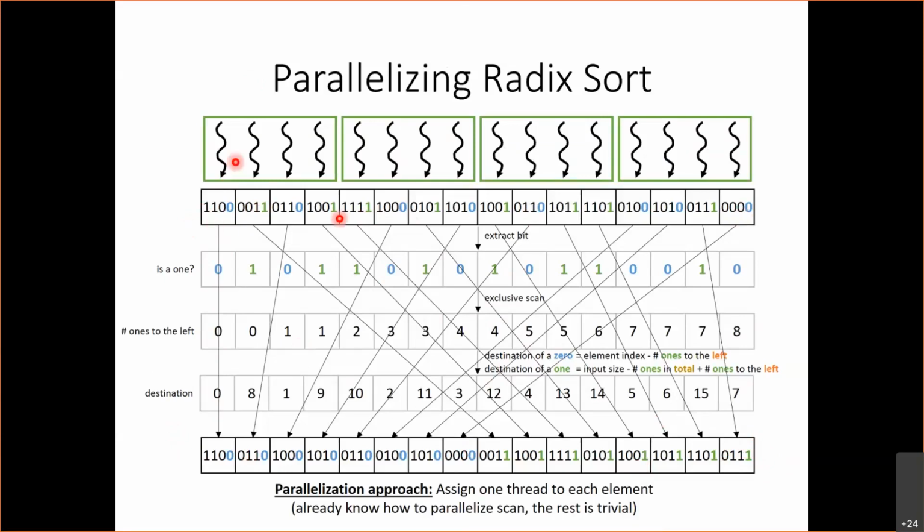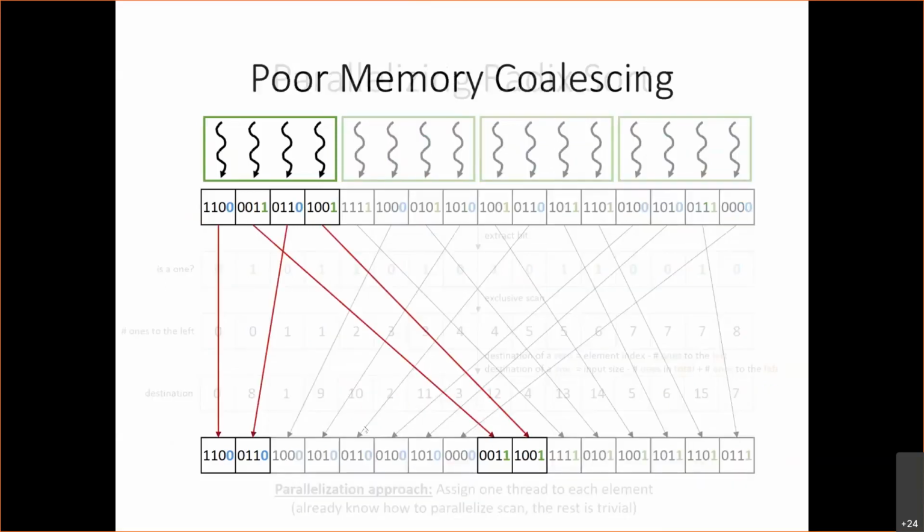So after all these threads finish doing all this stuff, we're going to have this stage where all the threads now are trying to store to arbitrary locations in the destination array. And just to emphasize that, if we look at this first thread block over here, again, obviously thread blocks are larger than 4 threads. We're going to have maybe 1,024 threads. And you know, a warp is 32 threads, but we'll just have 4 threads for simplicity here.